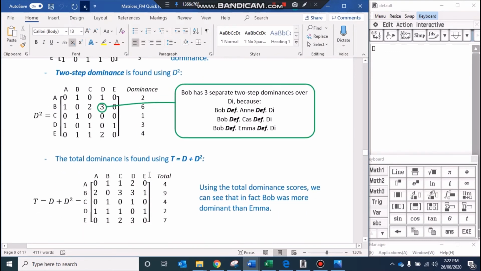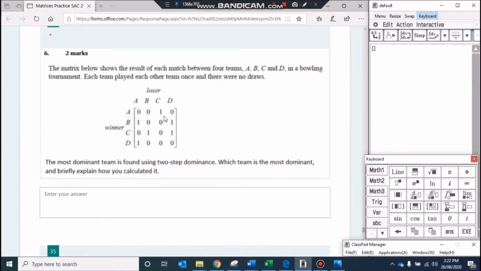You can find the total dominance, however, by finding D plus D squared. So if you find D plus D squared, you get this matrix. And when you sum up all the rows of these matrices, you get the total dominances here. So in this case, this B player was the most dominant. I guess it was Bob. So we're going to do the same thing. We've got our dominance matrix there.